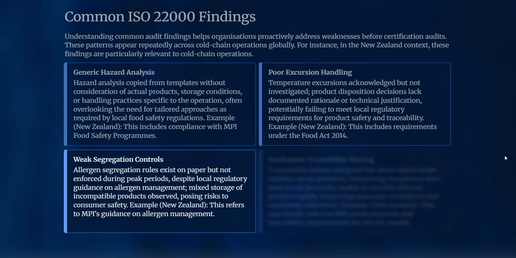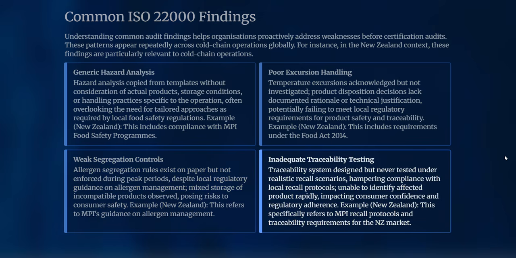The third finding is weak segregation control. When allergen segregation rules exist on paper, but are not enforced during the peak period, despite local regulations and guidelines on allergen management. And mixed storage, this is one of the dangerous and most common findings that you can avoid. Okay? Mixed storage of incompatible products observed, posing risk to consumer safety.